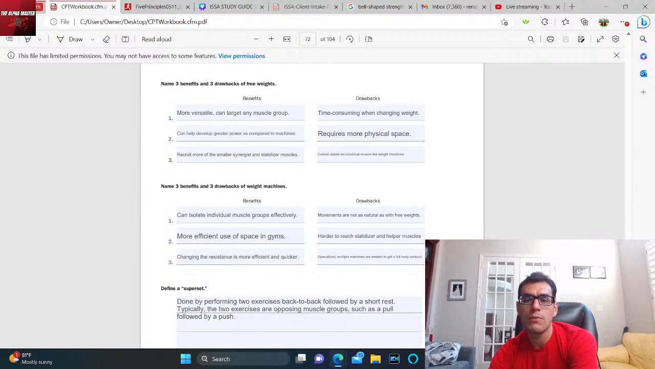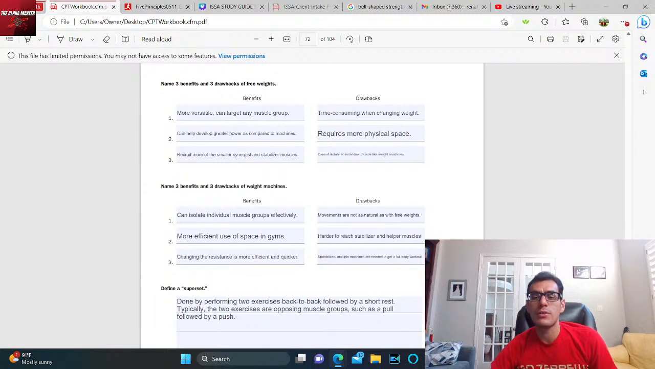Now, the benefits and drawbacks of weight machines. The benefits are that they can isolate individual muscle groups effectively, they are a more efficient use of space in the gym, and you can change the resistance more efficiently and quicker.